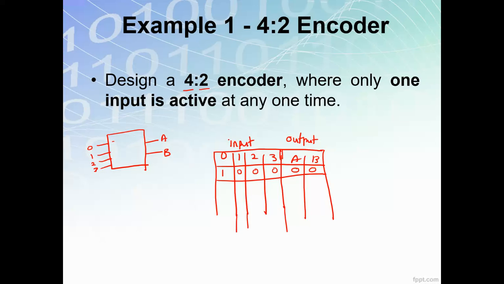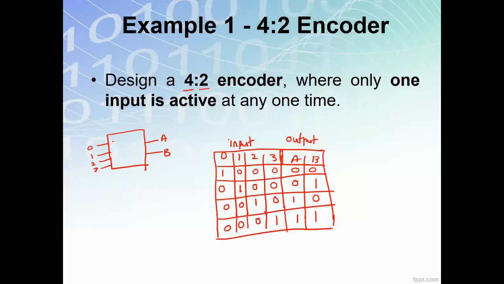Dia punya truth table kan, okay, so kalau dia tekan 1 ke 0, 1, okay, kalau kita tekan 2, so 1, 0, okay, kalau kita tekan 3, dia akan jadi 1, 1. So this is how they construct a truth table for 2 encoder. Okay, and then from here you can derive dia punya output expression. So daripada output expression kita boleh draw the logic circuit lah.